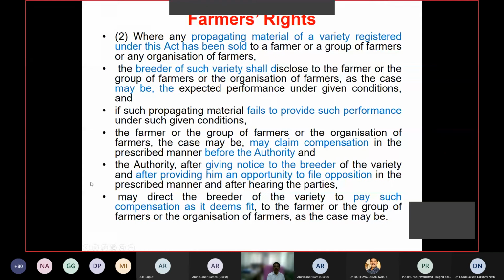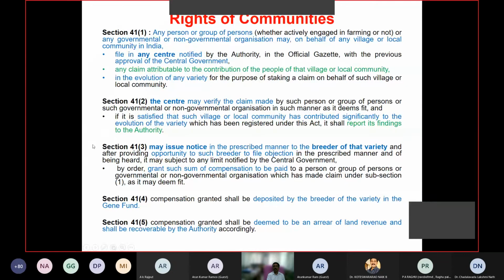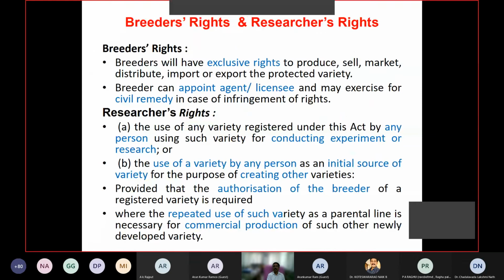These are the rights given to him, and the rights of communities have also been explained. I'm just skipping it. So these are the breeders' rights. The right owner has been given an exclusive right. They can appoint an agent or a licensee, and if any kind of infringement happens, civil remedies have been extended to that.